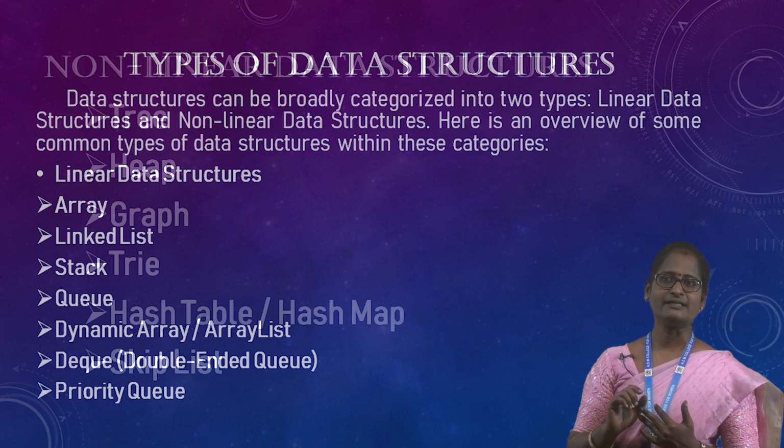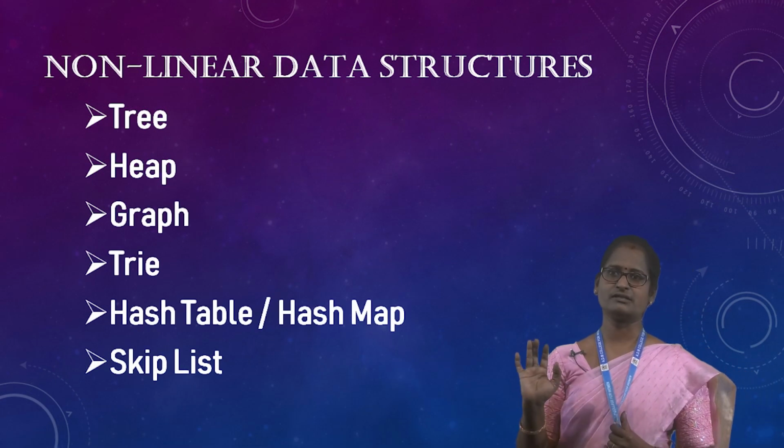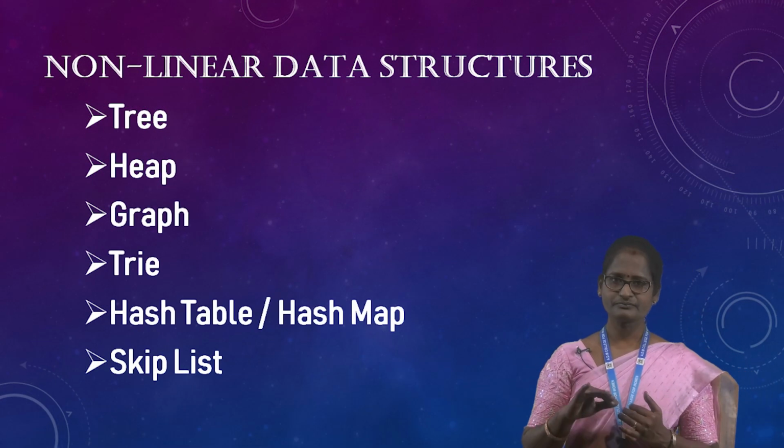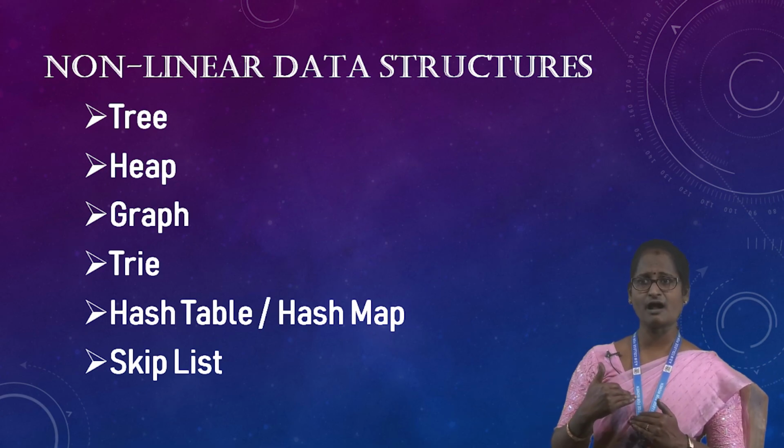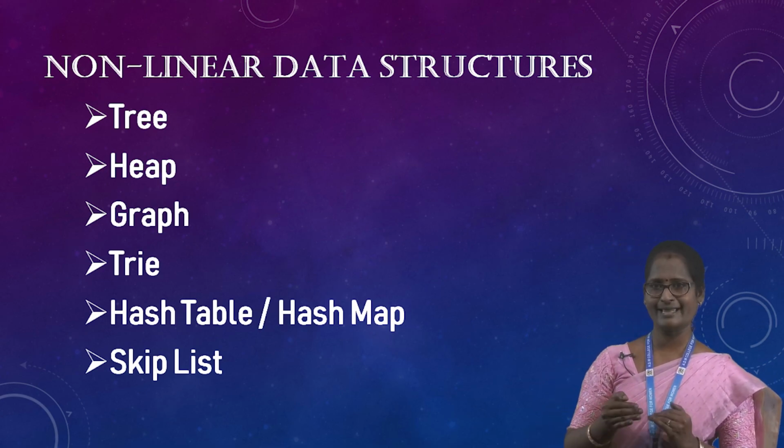Then the next type is the non-linear data structures. And the first one, trees. A hierarchical structure composed of nodes connected by edges.